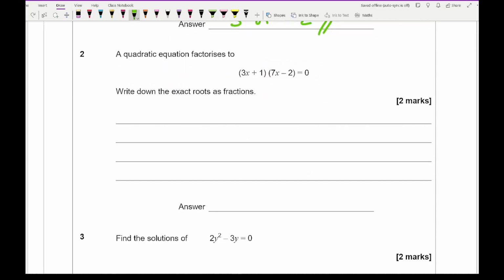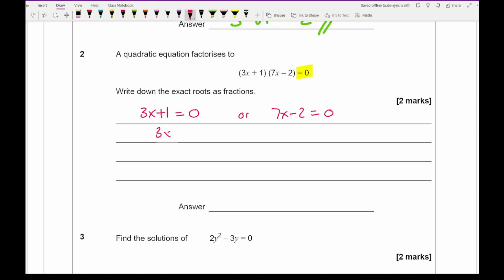Then moving on to question 2, it says a quadratic equation factorizes to (3x + 1)(7x - 2) = 0. Write down the exact roots as fractions. So again, what we need to do is make each of the brackets equal to 0, as the equation is equal to 0. Again, do not forget that.